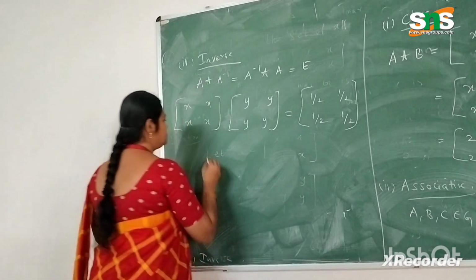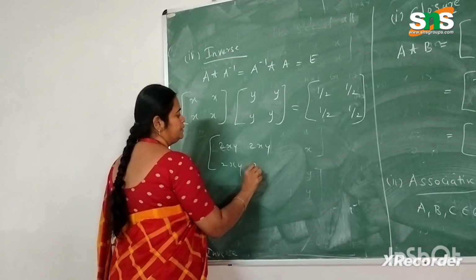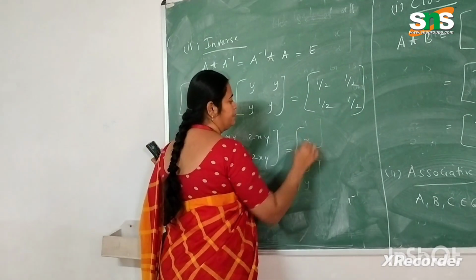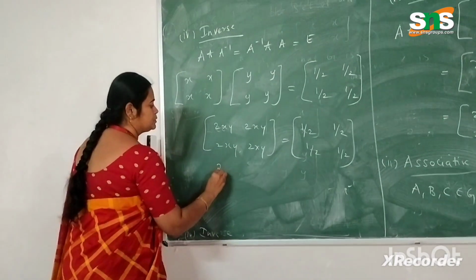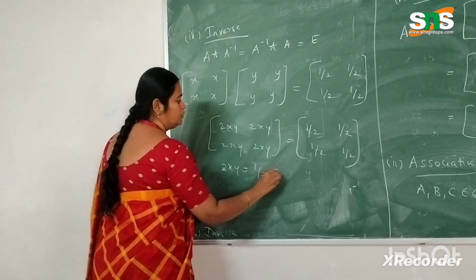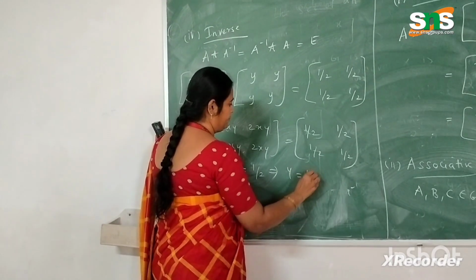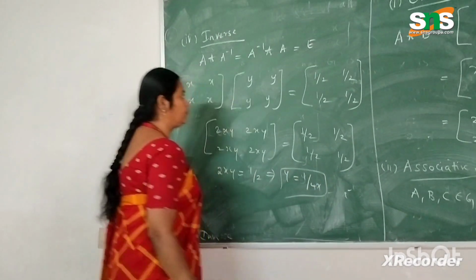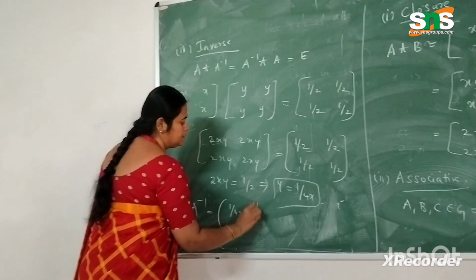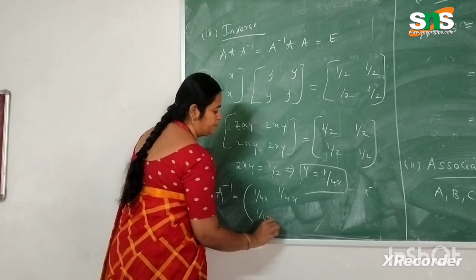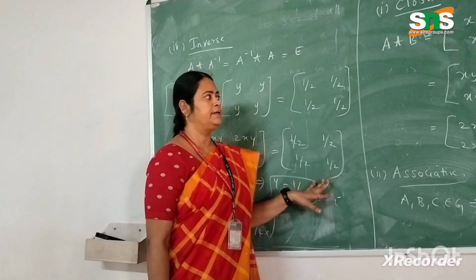When you multiply this you get 2xy in every entry, equal to 1 by 2. So when you equate, you get 2xy equal to 1 by 2, or you get y is equal to 1 by 4x. So this is our y. When you substitute here, you get the A inverse value to be [1/4x 1/4x; 1/4x 1/4x]. So this group G satisfies all the four conditions, hence this is a group.